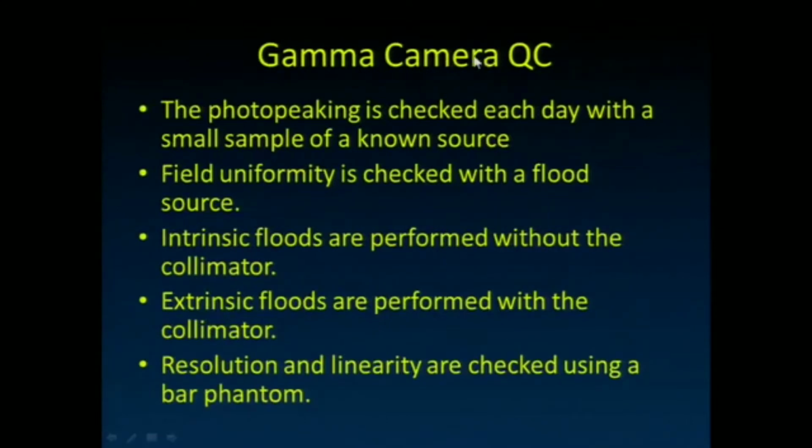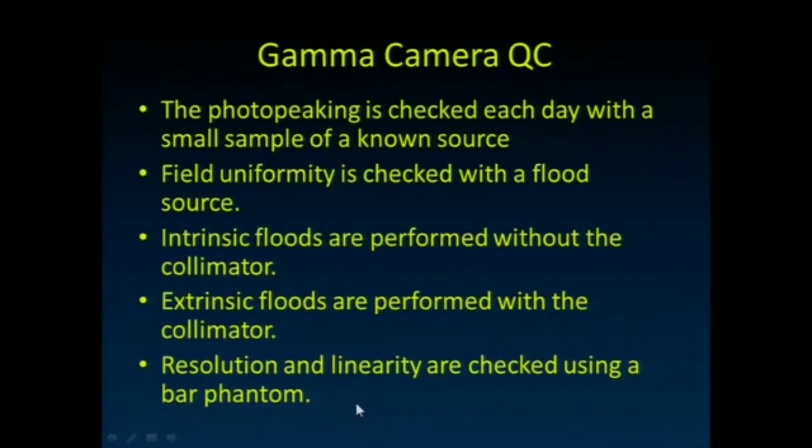We do some quality control with our gamma camera. We want to make sure that we're photo peaked correctly by using a small sample of a known source like technetium. We do a uniformity with a flood source. We do that with the collimator in place. That's an intrinsic, without the collimator in place is an intrinsic flood. With it in place, an extrinsic flood.